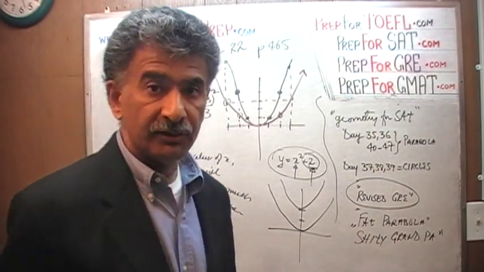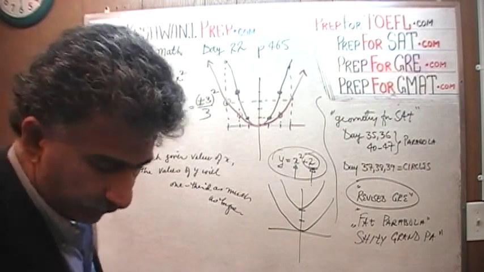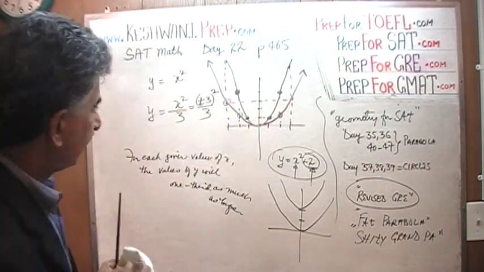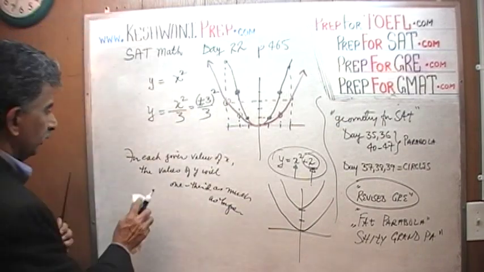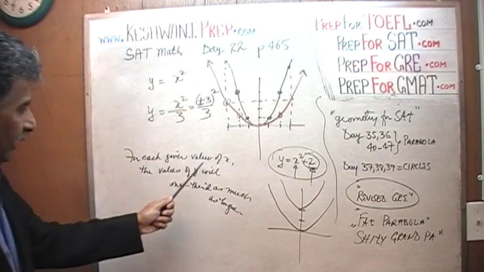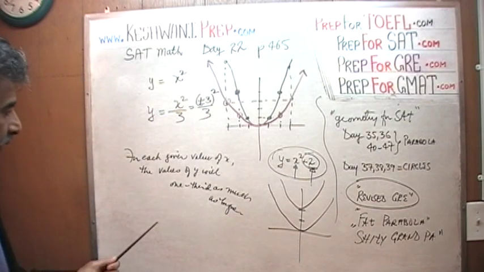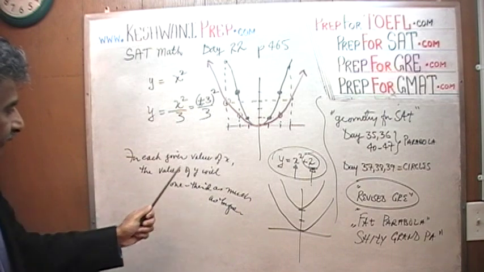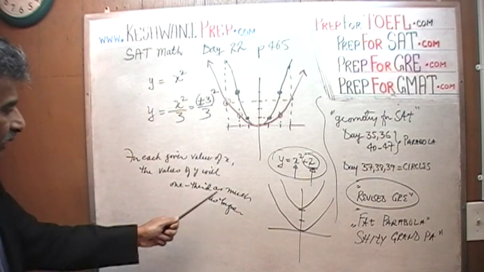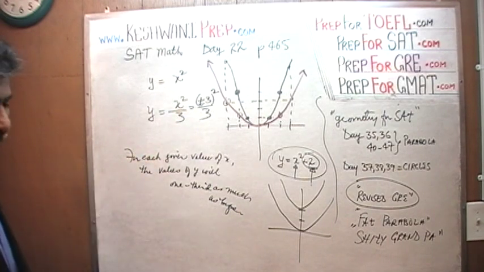Anyway, let's do the next problem. Number 8. I'm done with this thing. Okay. For each given value of x, in case you had trouble reading my handwriting, the values of y will be 1/3 as much as before when you divide it by 3. That's all.